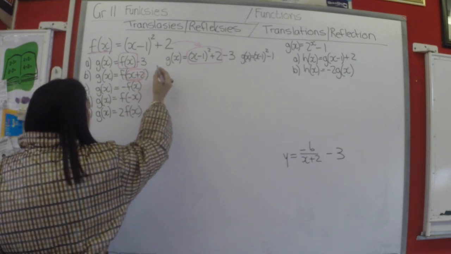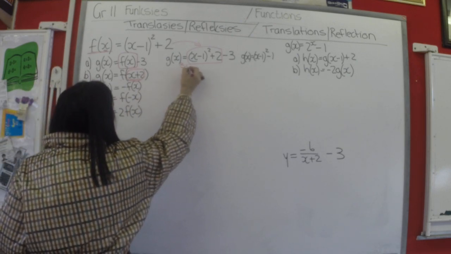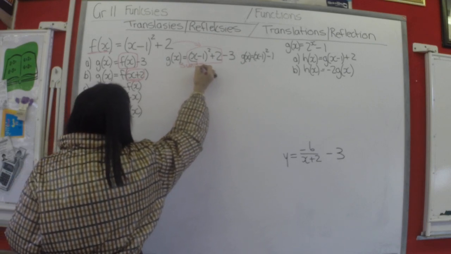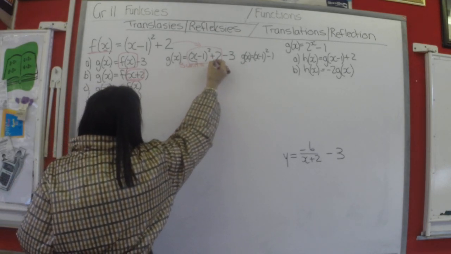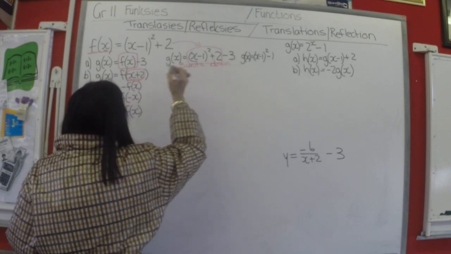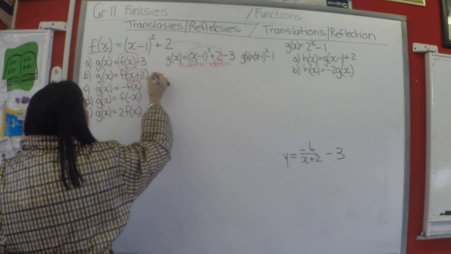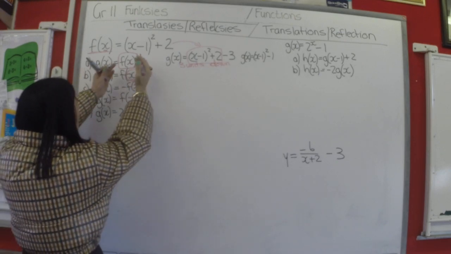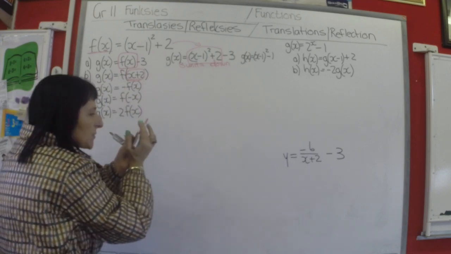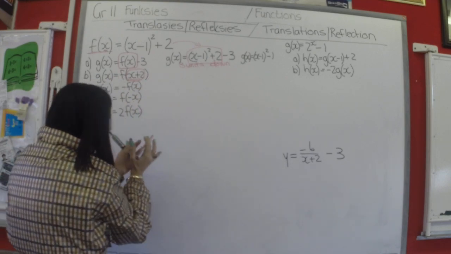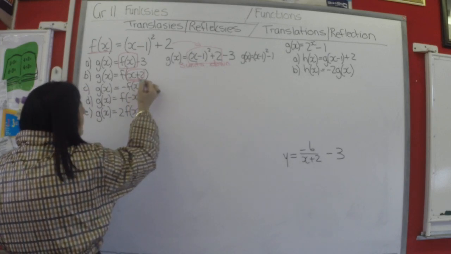Kan ons sien, hierdie ouetjie het 3 eenhede afgeskuif. 3 units downwards. This guy, this x part is still in brackets, so hy kan nie, hy is besig met die x-as. Die x-as skuif links en regs. So wat beteken plus 2?